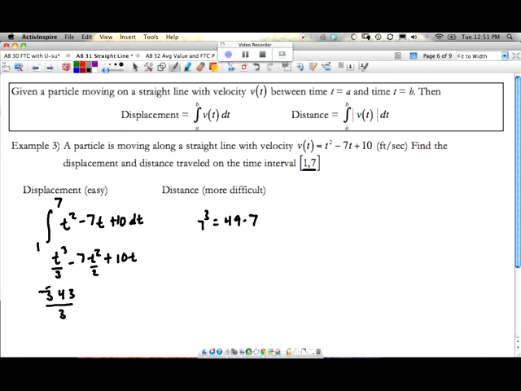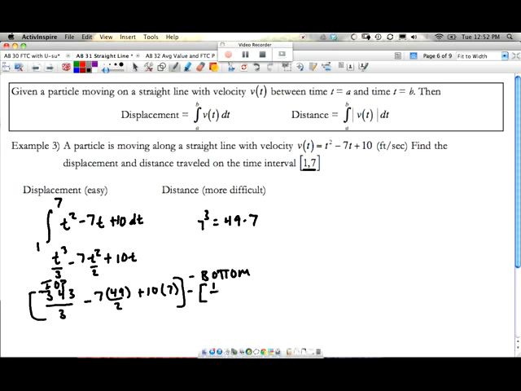343 divided by 3. And then we got minus 7 times 49 over 2, and plus 10 times 7. So that's our top. Should have written up here top. Then we got to do minus bottom. We're going to crowd some of the space here. And that's going to be all the bottom terms. So here's all our top terms. Plug in 1. Plug in 7. Now we're going to plug in 1.